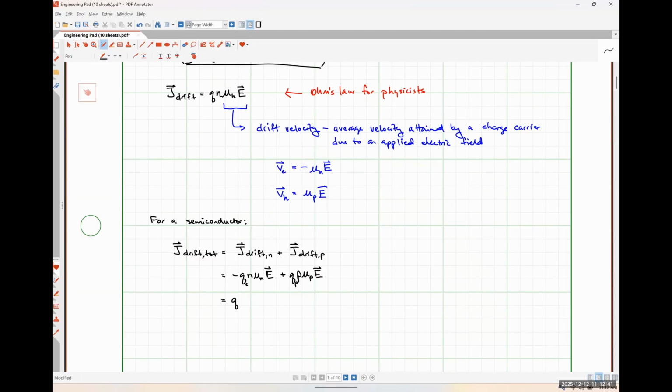And so I'm just going to have the fundamental charge 1.602 times 10 to the negative 19 coulombs times n mu n plus p mu p, E, and this part right here, including the q, is just the conductivity that we talked about in class on Wednesday.